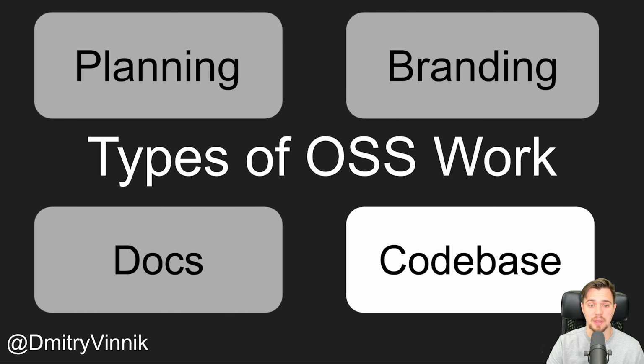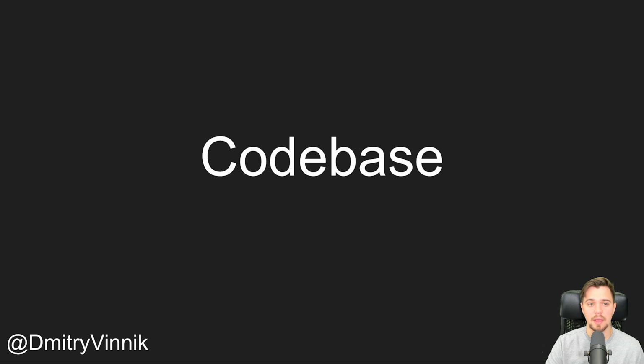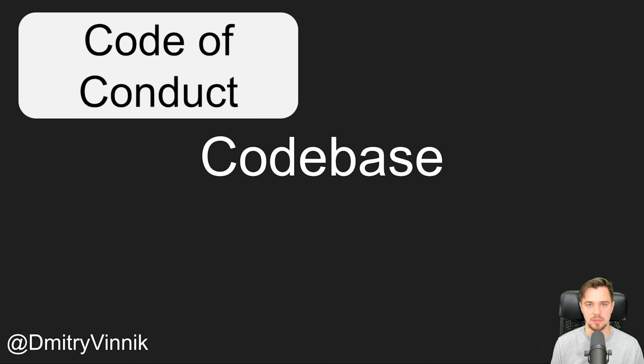The last part of open source work that I want to cover is the code base. In the code base, the important thing to mention is the code of conduct. You want to make sure that your community has a code of conduct established that guides how the community behaves, how you deal with bad actors, how you navigate some conflicts, or what you establish as the environment in your project. And there are lots of great examples of where to grab a code of conduct from.